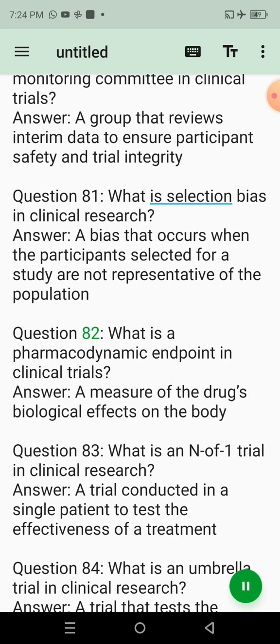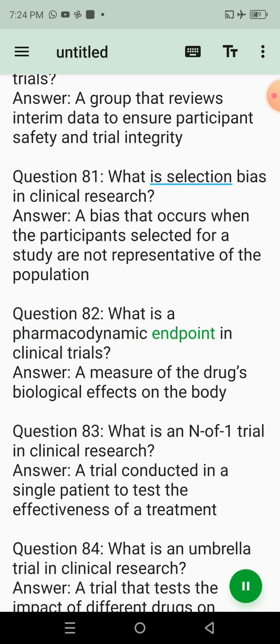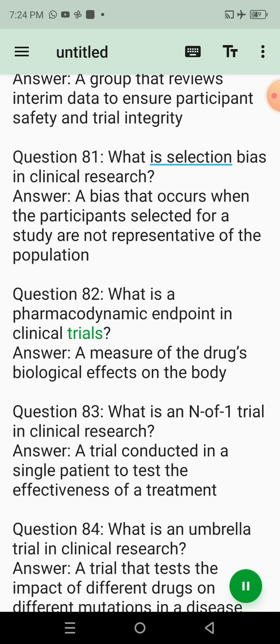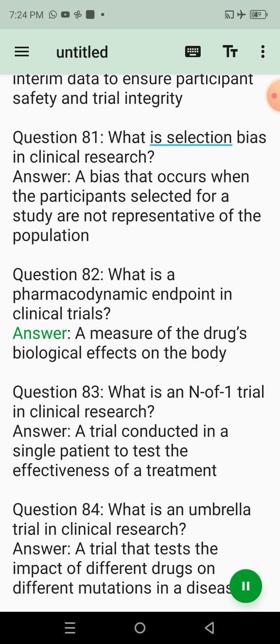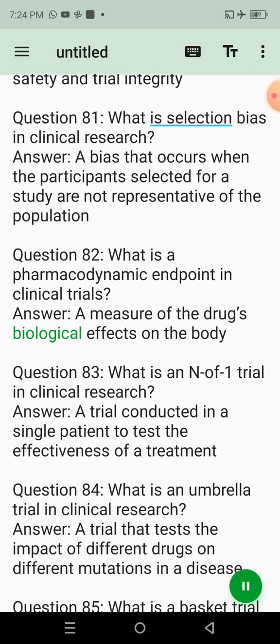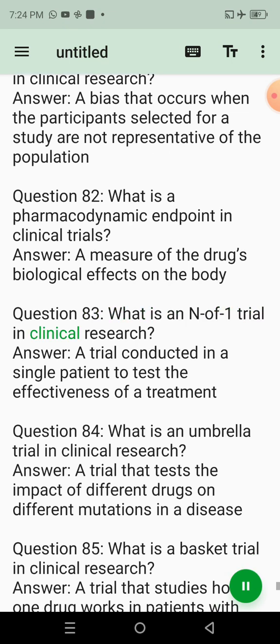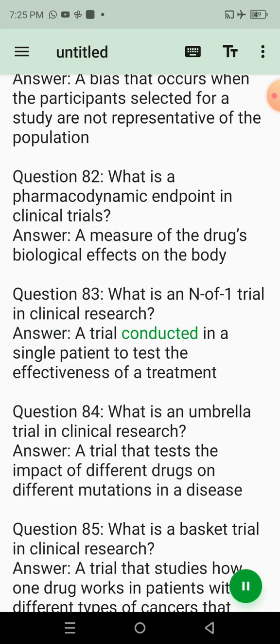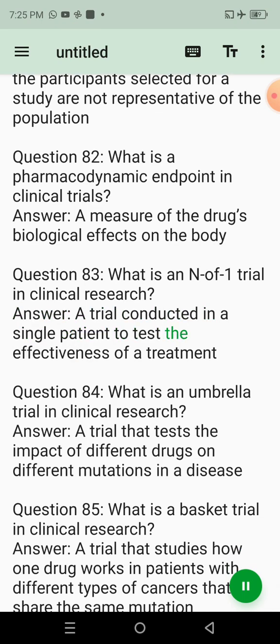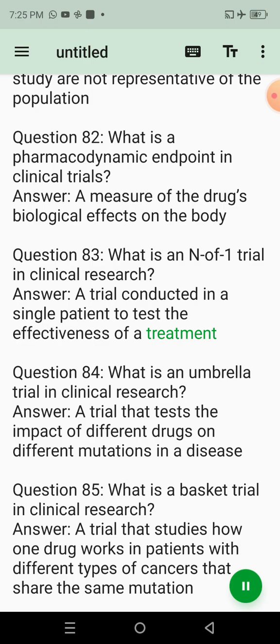Question 82. What is a pharmacodynamic endpoint in clinical trials? Answer: a measure of the drug's biological effects on the body. Question 83. What is an N of 1 trial in clinical research? Answer: a trial conducted in a single patient to test the effectiveness of a treatment.